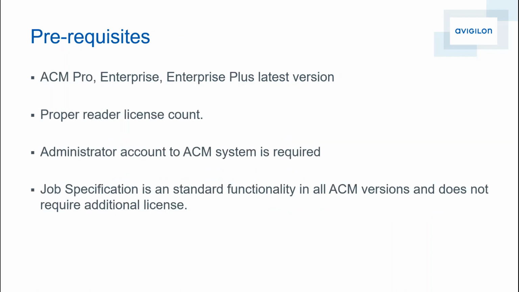So here's some of the prerequisites that you need for that. So ACM Professional, Enterprise, Enterprise Plus. We always suggest latest version on those. Proper reader license, so the system actually works. Administrative account. And a job spec is a standard functionality in ACM, so you do not need any special license to run that functionality. So let's go ahead and take a look how that configuration is executed in ACM.